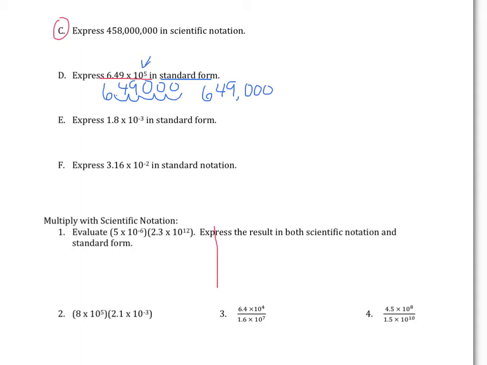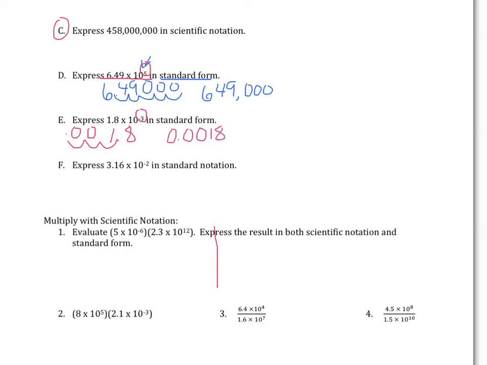Now notice we moved it to the right because we had a positive exponent, but for our next example we have a negative exponent. So instead of moving it to the right, we're just going to move it to the left. 1, 2, 3 places. We're going to add in 2 zeros. So if we were to rewrite that in standard form, it's going to be 0.0018. And that will be our final answer.